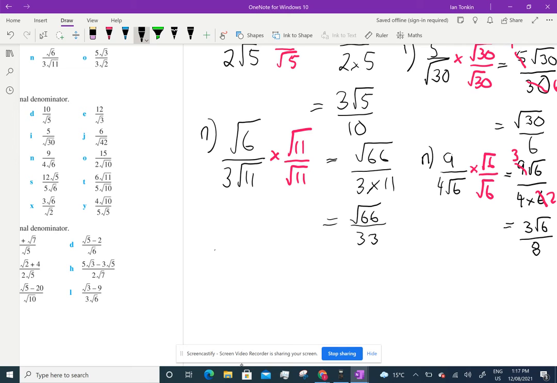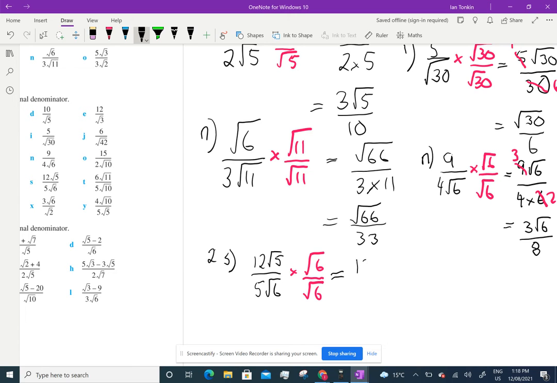So I'll do the next one here. I've got 12 root 5 on 5 root 6. Remember, ignore the surds on the top. It's just the surd on the bottom that tells you what to multiply by. You've got to get rid of the surd in the denominator. Don't care about the numerator. So we just multiply by root 6 on root 6.